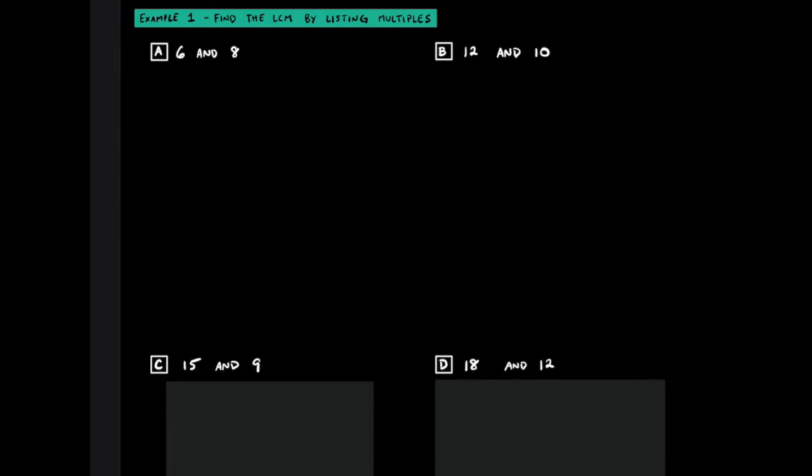In example 1, we're going to practice finding the LCM by listing multiples. Feel free to pause the video whenever you need to. Here, we're going to find the LCM of 6 and 8 by listing multiples. Let's start by listing the multiples of 6. Pause the video and write out a few of them. We should have 6, 12, 18, and 24. While we can keep listing these for quite a bit, I'm just going to write 4 for now.